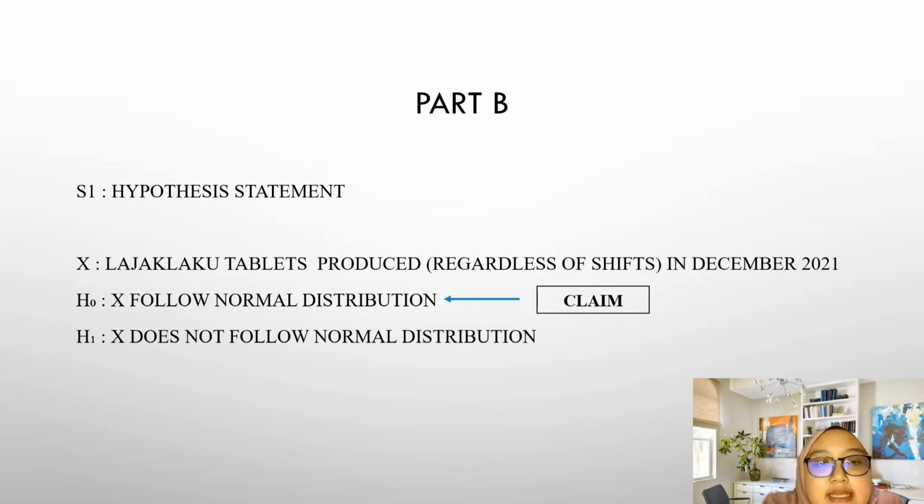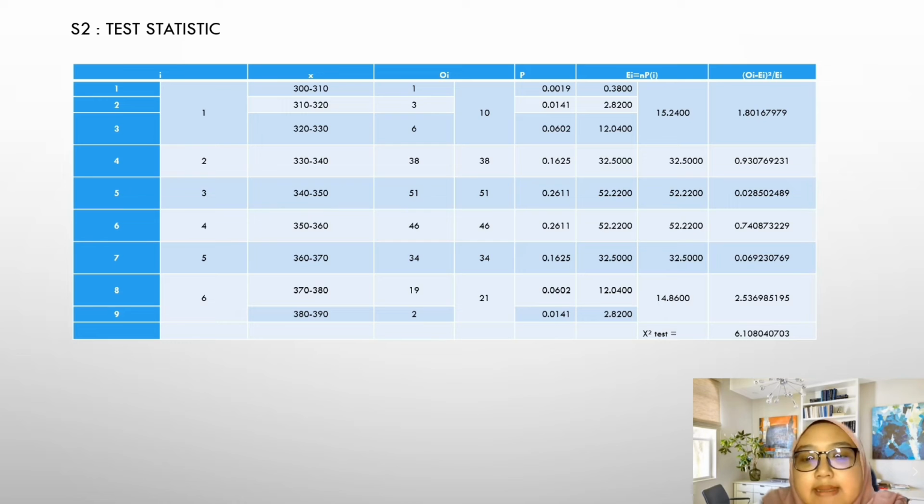Our X is the Lajak Laku tablet produced regardless of shifts in December 2021. H0: X follows normal distribution, and H1: X does not follow normal distribution. H0 is our claim. The second step is the test statistic.